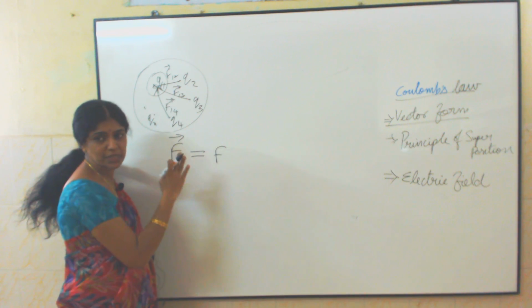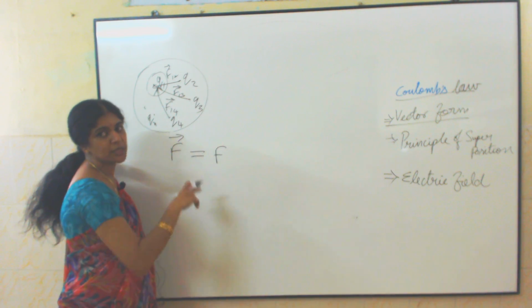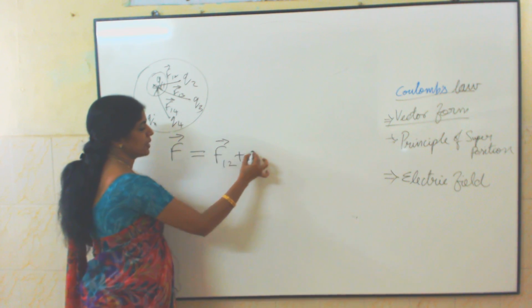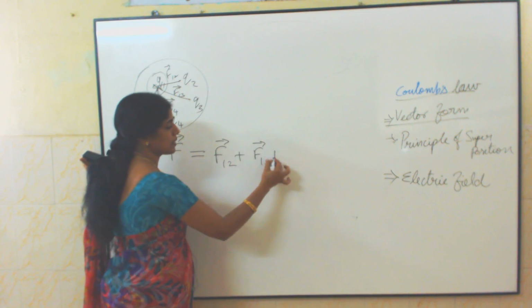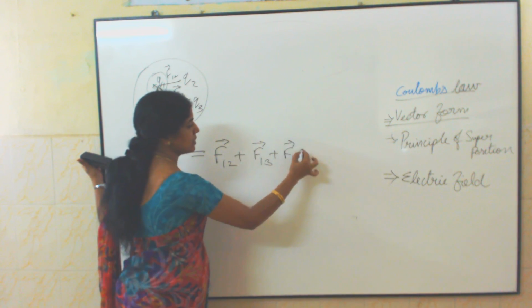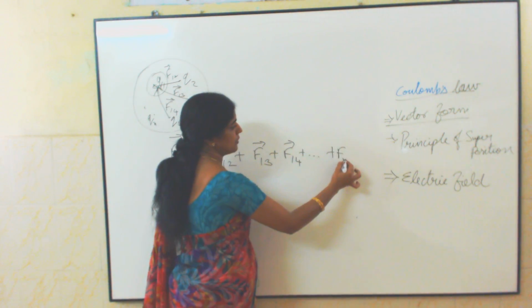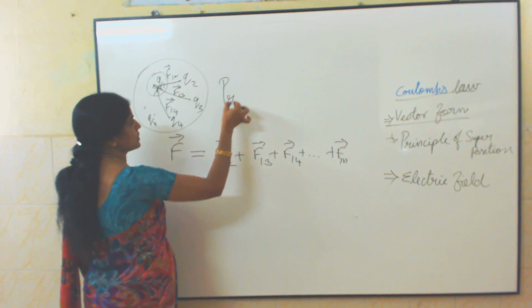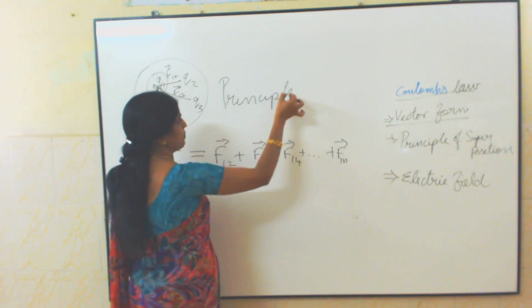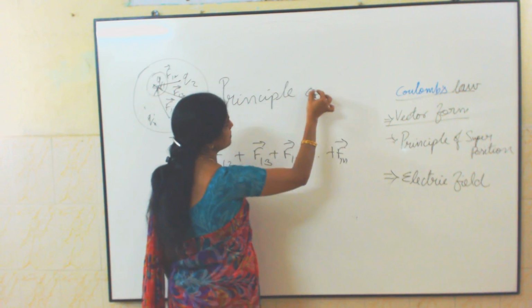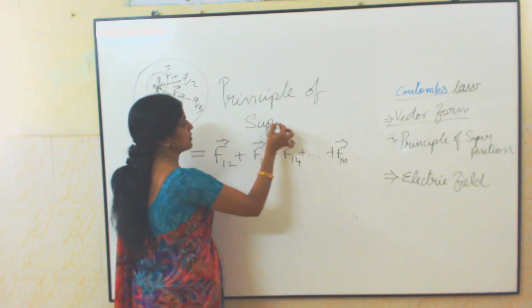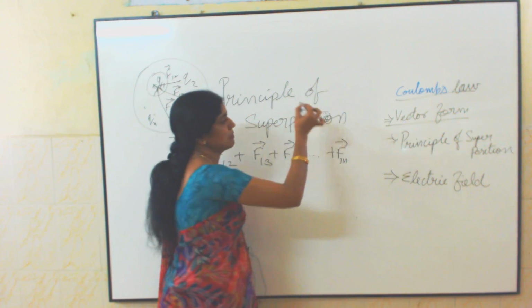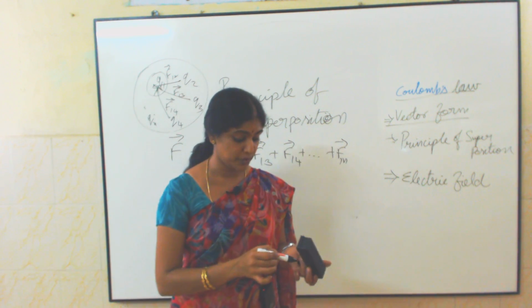You just take the vector sum of all the forces exerted by the other charges separately. So it is given by F12 vector plus F13 vector plus F14 vector, up to n forces. Thus we call it the principle of superposition. What is the use of the principle of superposition?